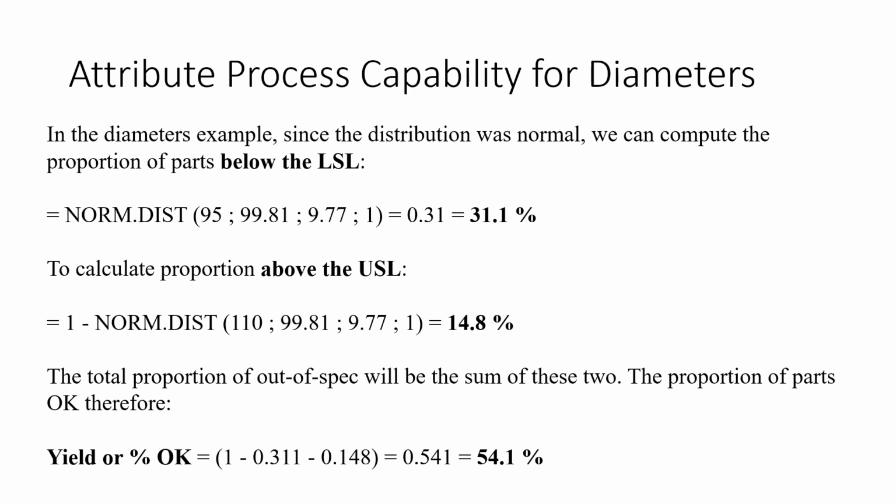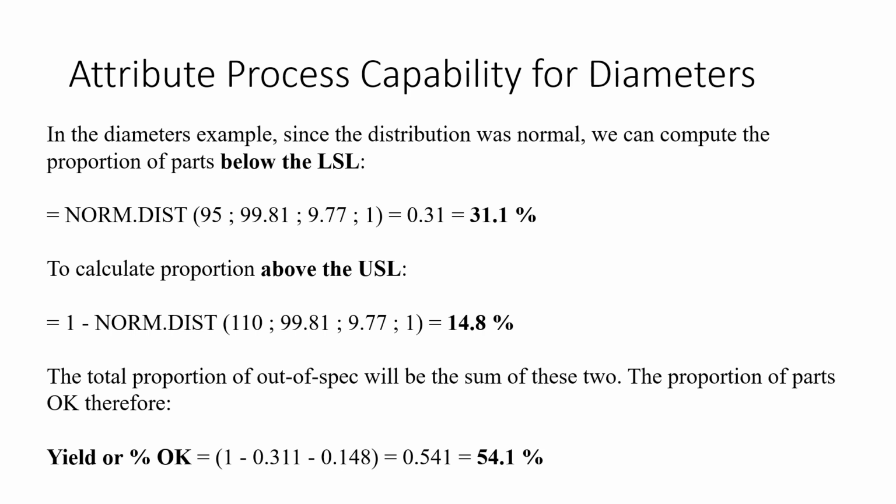So far, we have been dealing with variables, but sometimes we only have attributes such as pass or fail or defects per unit. Variables can be converted to attributes. For instance, we can count the number of items out of spec. Going back to the diameter example above, we can compute the percent of parts above the USL and below the LSL.